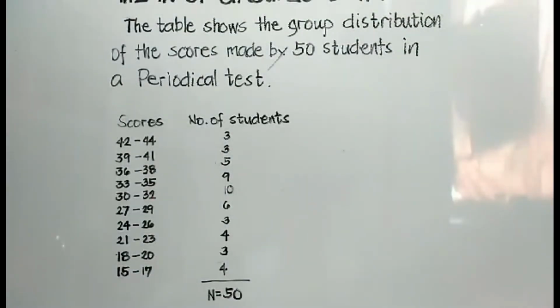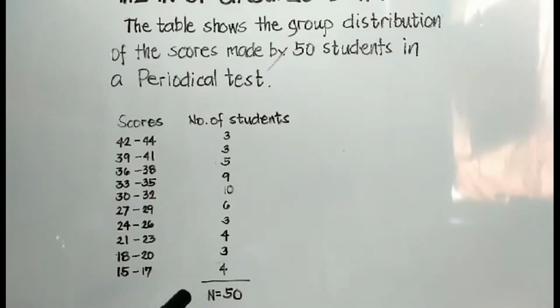The table shows the group distribution of the scores made by 50 students in a periodical test. So, kung mapapansin nyo sa scores, doon sa 15 to 17, mayroong 4 na nakakuha. Sa 18 to 20, mayroong 3 na nakakuha. Dito naman sa 21 to 23, merong 4 na nakakuha. Kung bibilangin nyo, kung ilang estudyante yan, makikita nyo rito sa N, lahat sila ay 50.